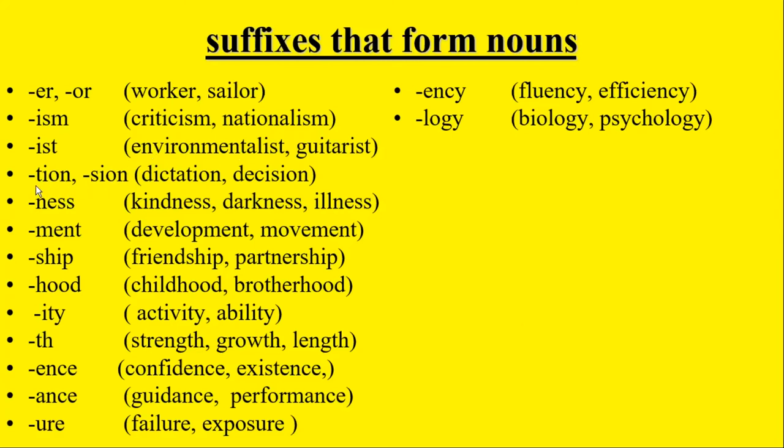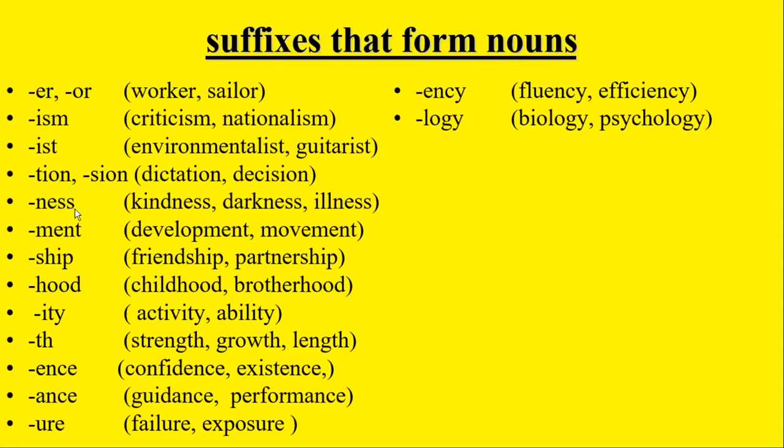Then TION and SION: dictation, decision. Dictate means to say something for someone to write down, or to give an order. Dictate, dictation. Decide, decision. Both play a major role in forming nouns: TION and SION.